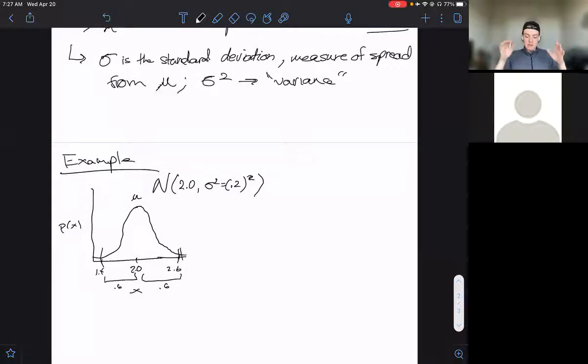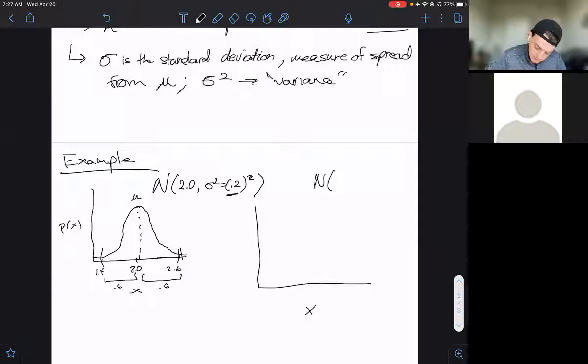And so you can see that it's like 0.6 from each side of the mu. And so this is for sigma squared equals 0.2 squared. However, if we draw this again with a different distribution, let's just do mu 2.0, and then instead let's make the sigma bigger, like 0.4. What we would instead get is the same sort of peak at mu equals 2. However, these tails are going to be a little farther out.